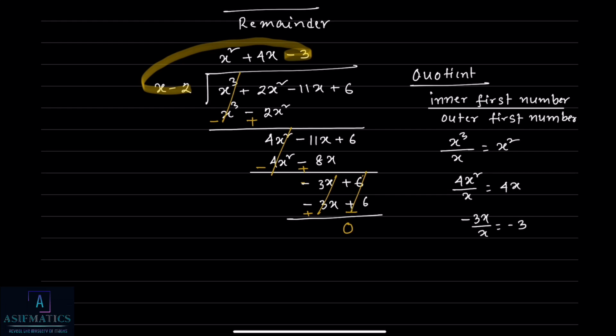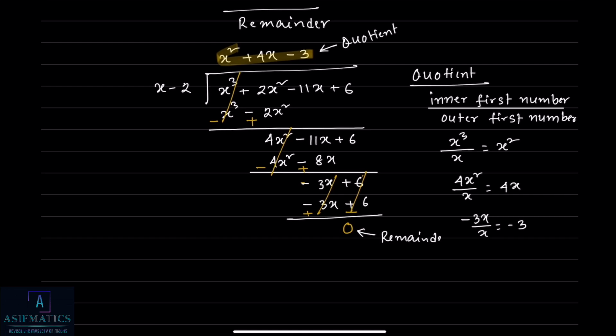So this ends the process. The thing is, in this problem, we have x square plus 4x minus 3. That is our quotient. And this 0, because we got the 0 here, so this is our remainder. Alright, so all the long division problems are the same as this.